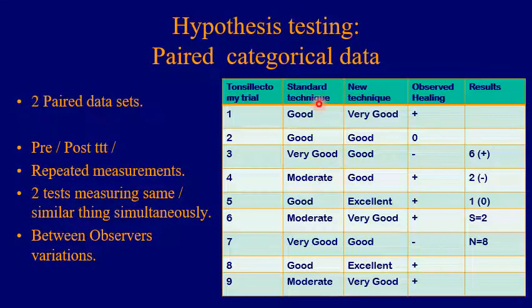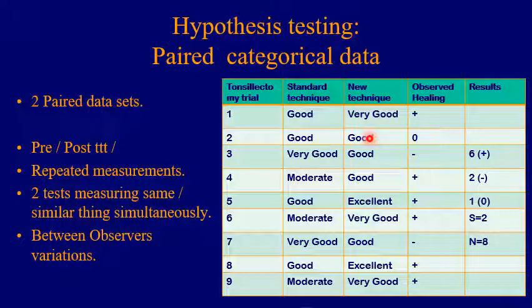So we end up with two sets of data, the tonsils that have been removed by the standard technique and the tonsils that have been removed by the new technique. Notice that the two sets are paired. Each patient had the two techniques, one with the standard and one with the new. With the standard technique for patient number 1, the results were good, but the results with the new technique were very good, so we put a positive sign here.